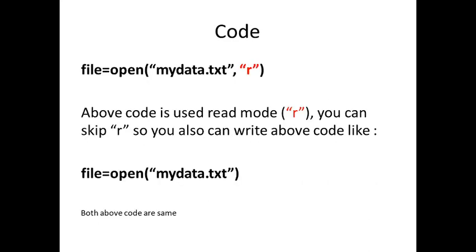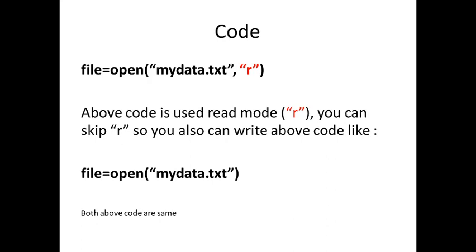Now how to open a file? There is the open function to open the file. So the code is: file is the variable. File equal to open is a function, and the file name my data.txt. This is the file name where data is already stored, because I'm opening the file in R mode. R is the reading mode. It means the data is already stored in the my data.txt file.